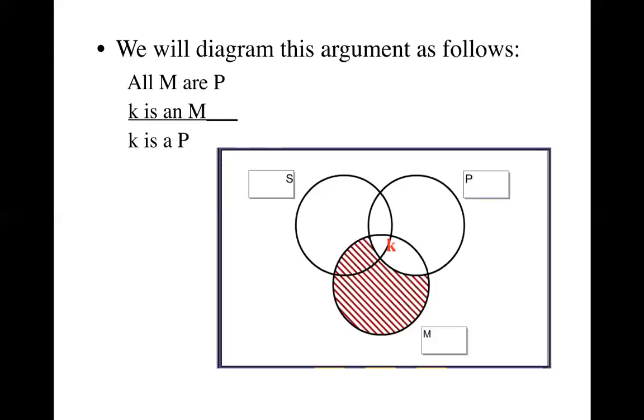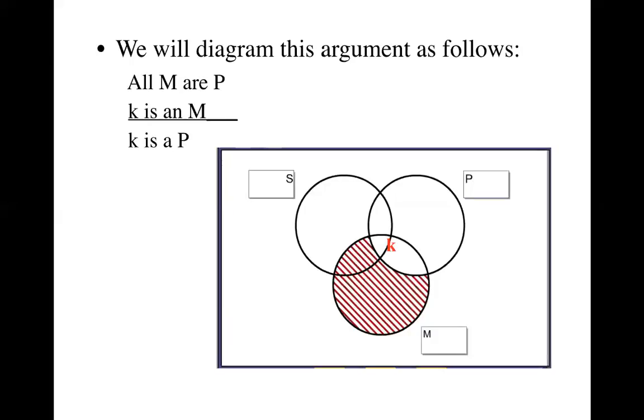And likewise, if we put it in that little triangle in the middle, then that's saying that K is an M, and that it's a P, and that it's an S. And we don't know that. So we have to put it on the line that intersects that circle, that intersection of P and M.